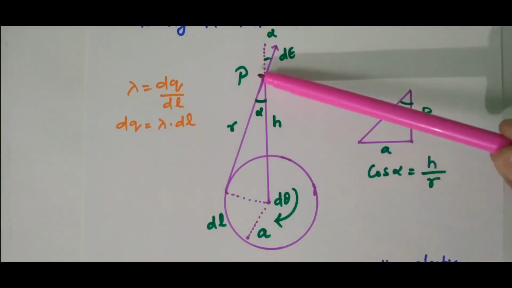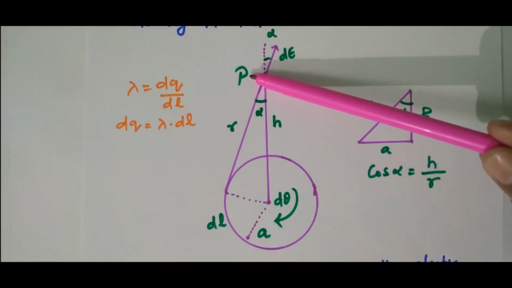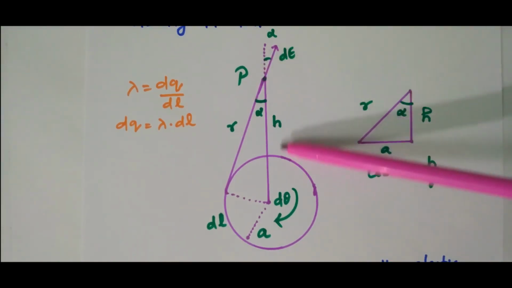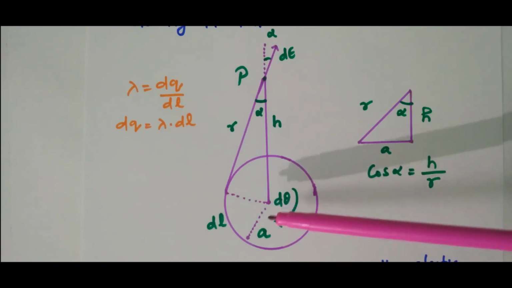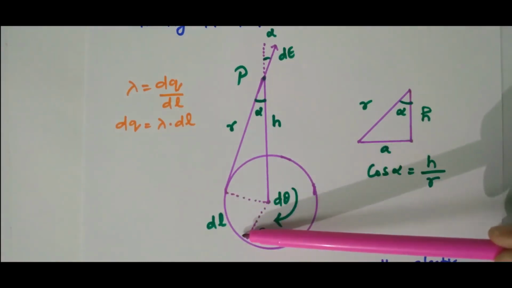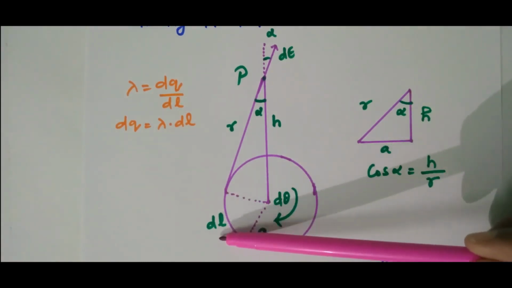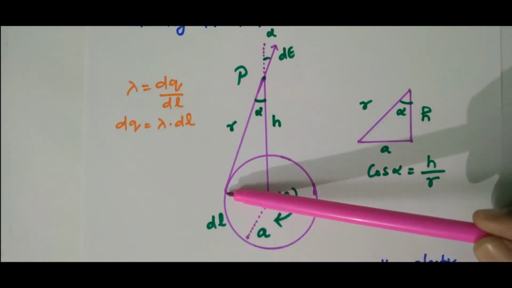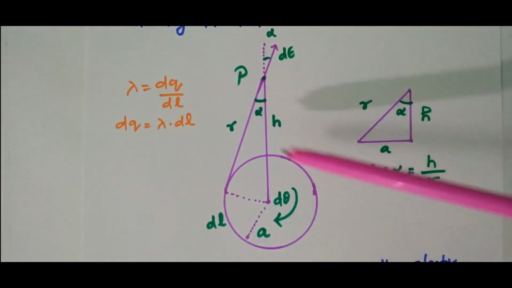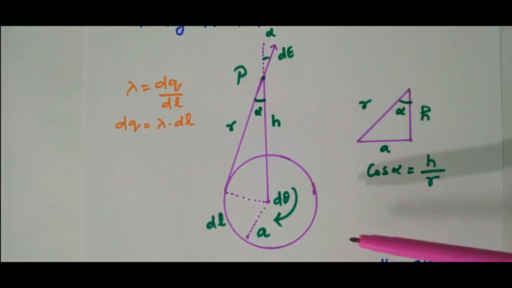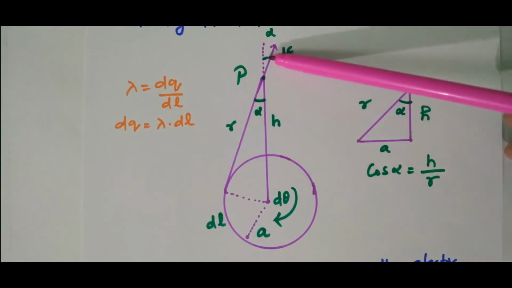So our aim is to find the electric field intensity at this point P, which is at a distance h meter from the center of the ring. Here we consider one small segment dl. L is the length, dl means small length. The distance between this segment and point P is r meter. This angle will be alpha. Similarly, this angle also alpha.